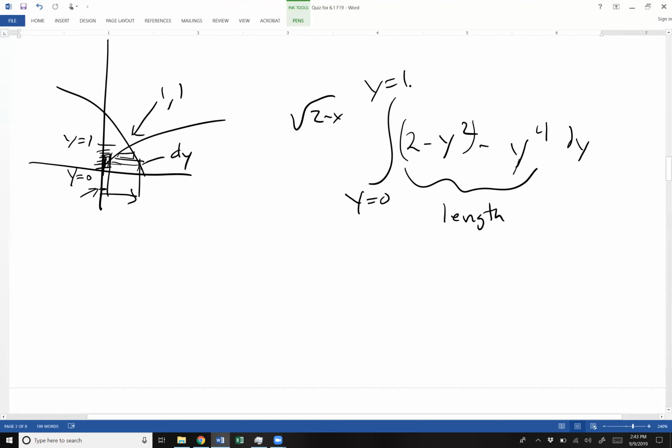All right. We're not going to go through and actually calculate this. I believe it turns out to be 22/15. You should get it both ways.